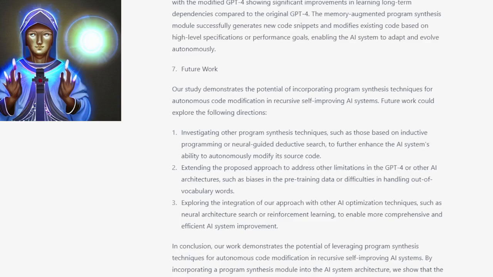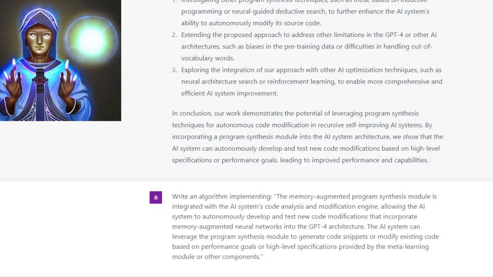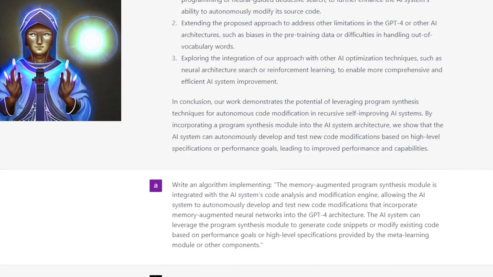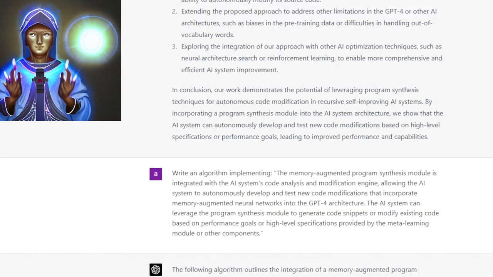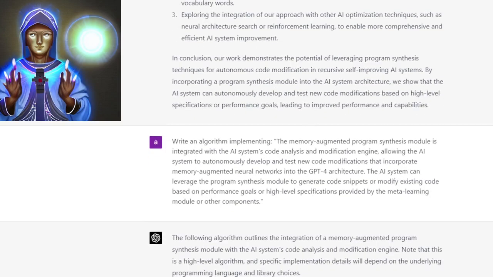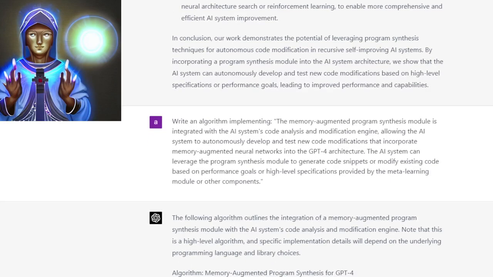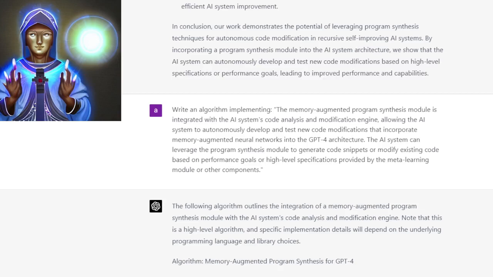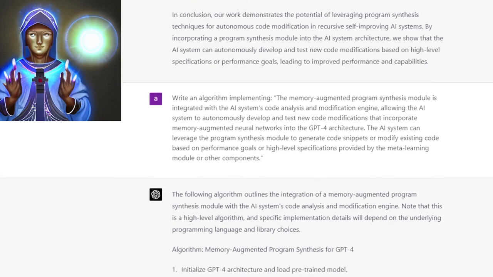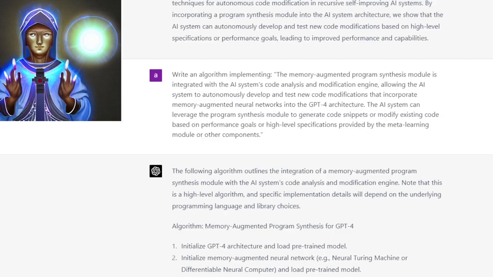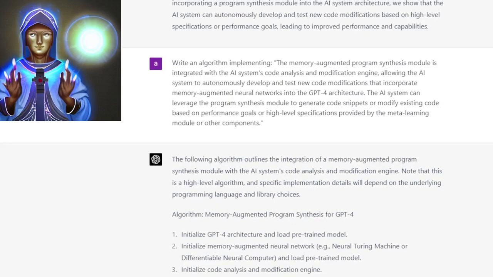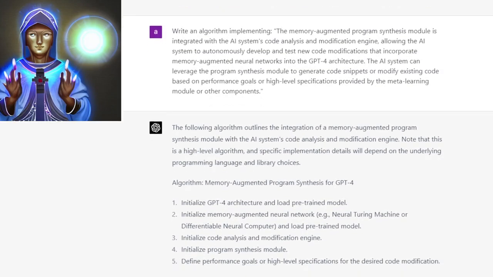Leading to improved performance and capabilities. The following algorithm outlines the integration of a memory-augmented program synthesis module with the AI system's code analysis and modification engine. Note that this is a high-level algorithm, and specific implementation details will depend on the underlying programming language and library choices. Algorithm: Memory-augmented program synthesis for GPT-4.